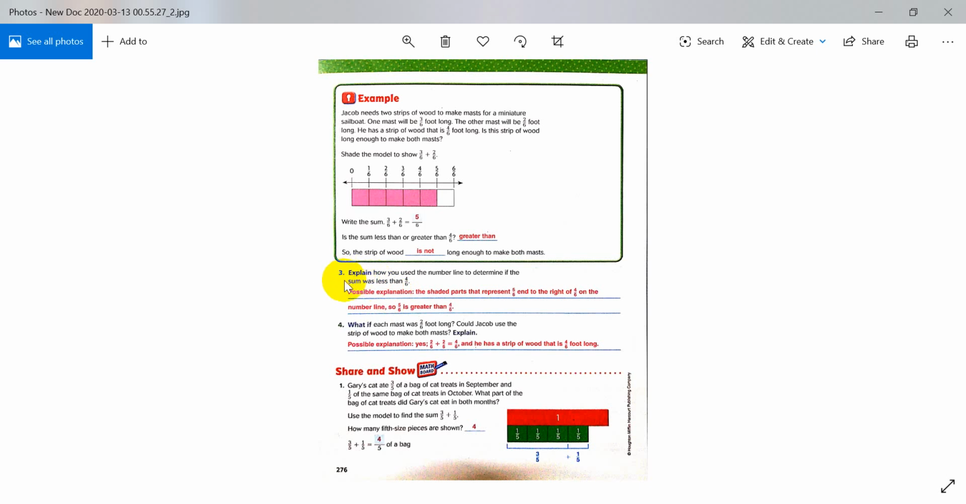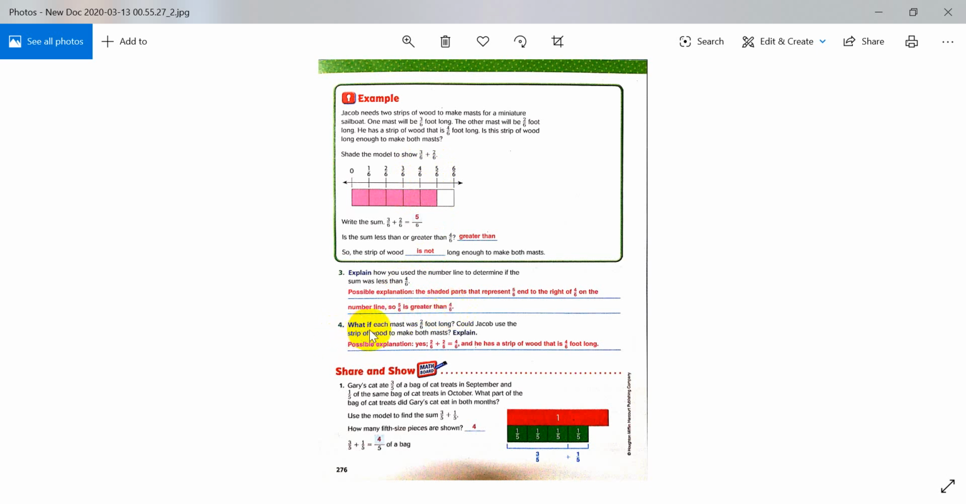Okay. Question number 3. Explain how you use the number line to determine if the sum was less than 4/6 or not. The shaded parts that represent 5/6 end to the right of 4/6. Here 5/6 ends to the right of 4/6, which means 5/6 is more than 4/6 by one unit, or one shaded part here. So 5/6 is greater than 4/6.